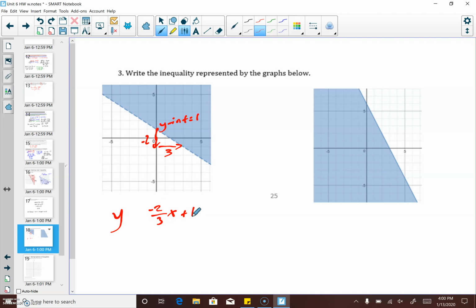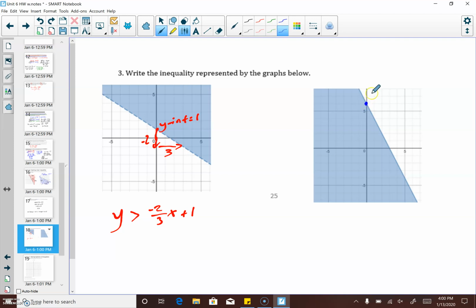Well, I look at it. My shading is above my line, so I make it greater than. And then because it is dashed, I am not going to put the or equal to line underneath it. So we just get y is greater than negative 2/3 x plus 1.